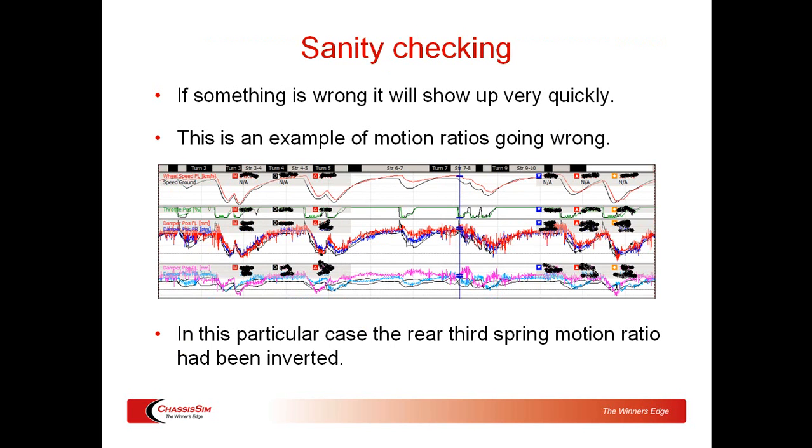Let's take a look at this particular plot where the motion ratios have gone wrong. What we've got here is just a smooth circuit approximation. Again, actual data is colored, simulated data is black. So we've got speed, front dampers, and rear dampers. Have a look at what's going on with the rear dampers here.